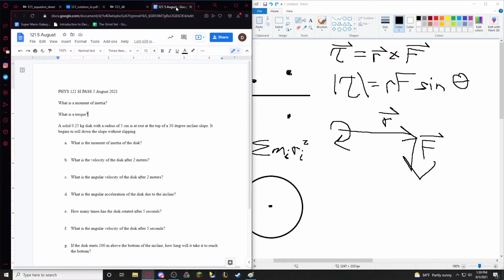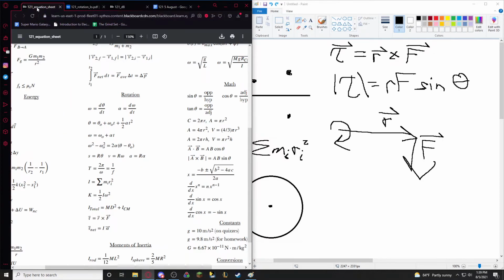So those are the two main things you need to understand for solving most of the problems you'll see over the next few classes. You need to understand the moment of inertia, and you need to understand what a torque is, and you need to be able to relate the torque to Newton's laws of motion for rotational motion. What's the equivalent of, so for example, what's Newton's second law?